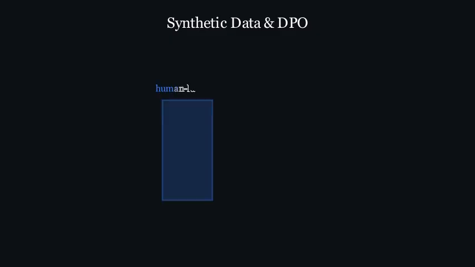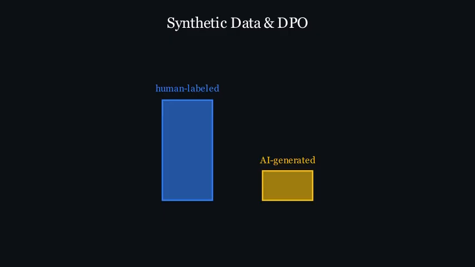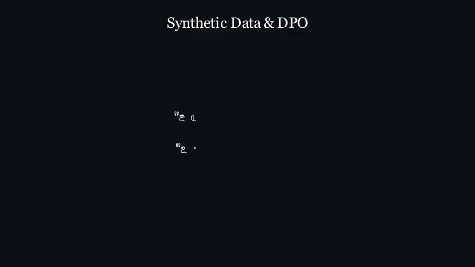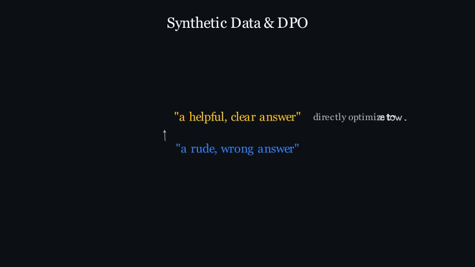Human feedback doesn't scale forever, so labs increasingly train on data generated by other AI models instead. And a newer technique called DPO skips the reinforcement learning loop entirely, directly optimizing the model to prefer better responses over worse ones.